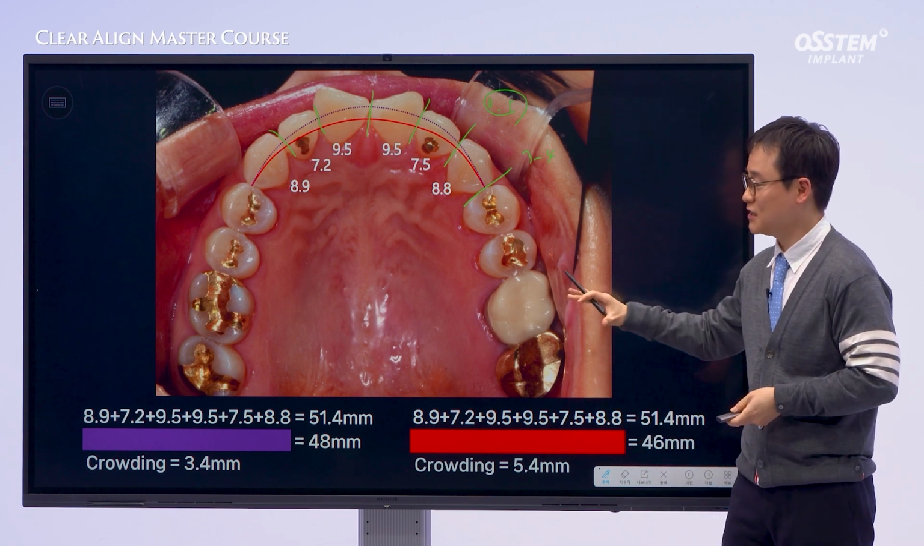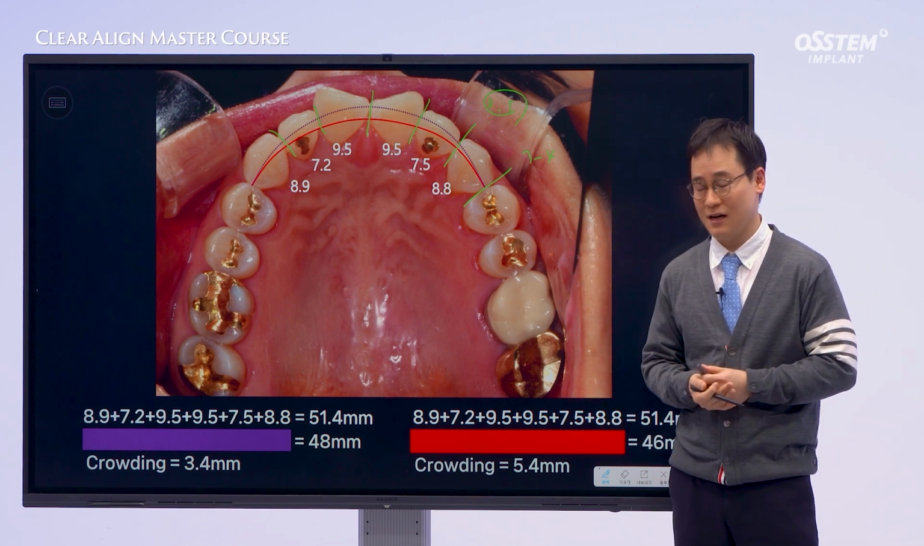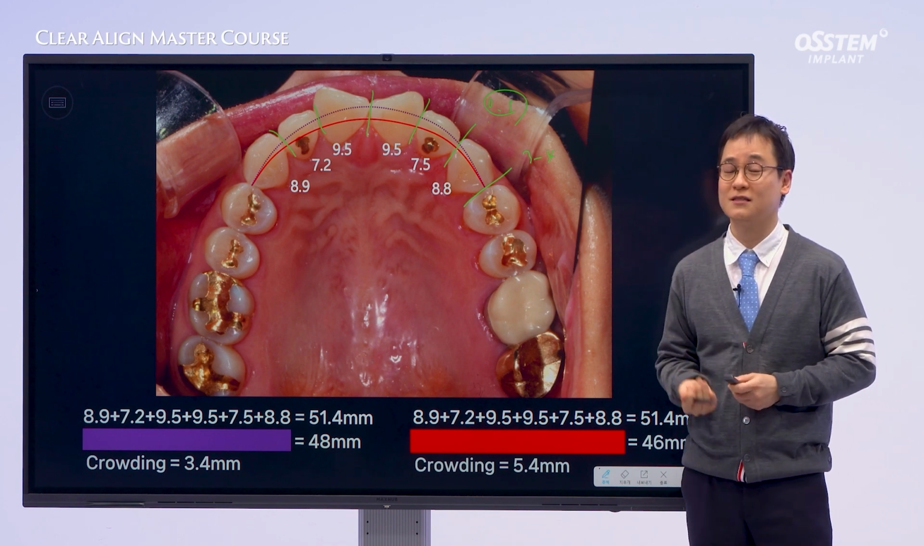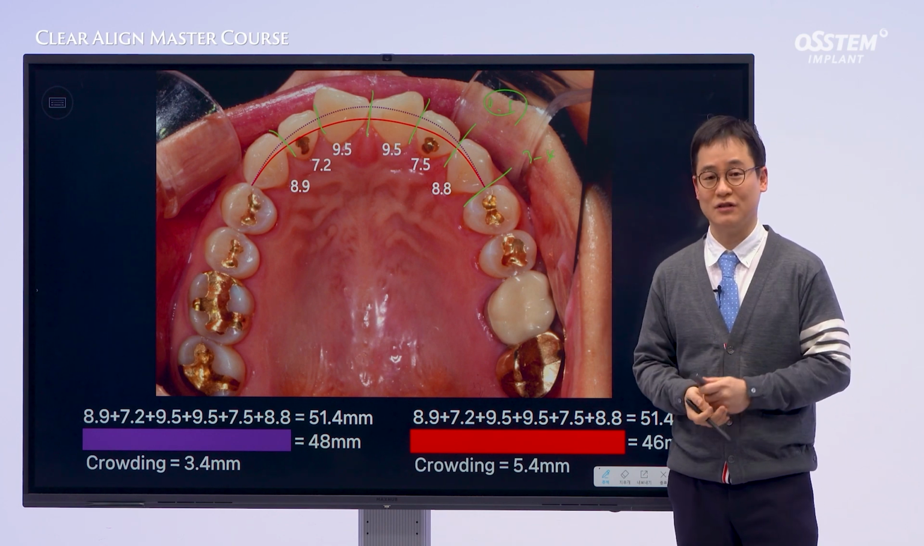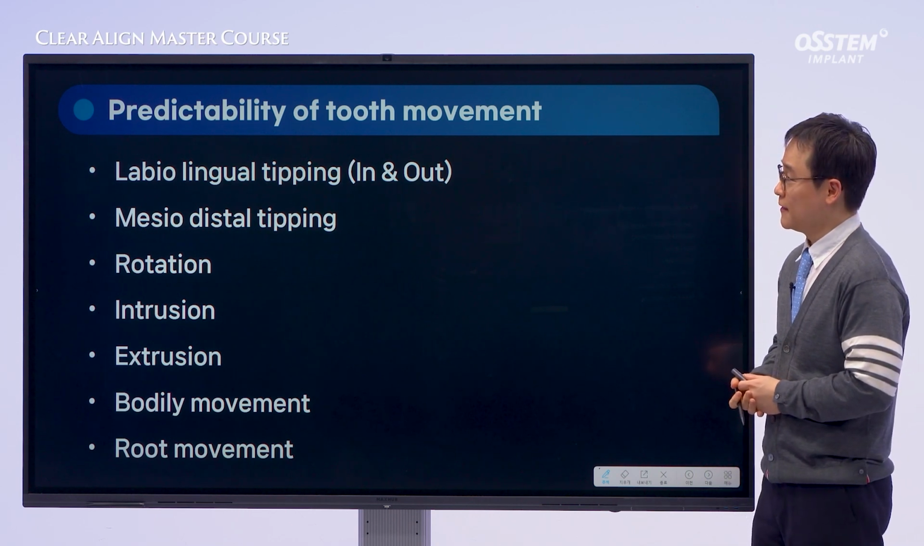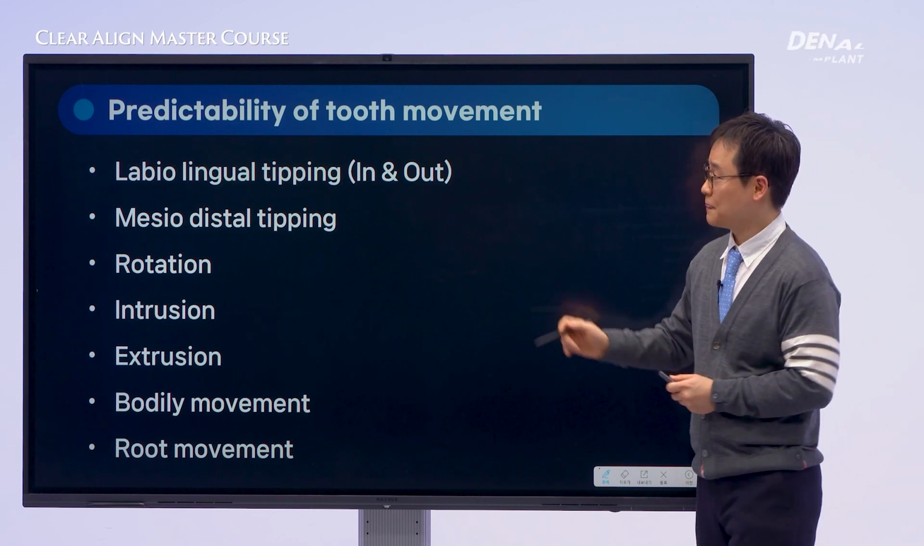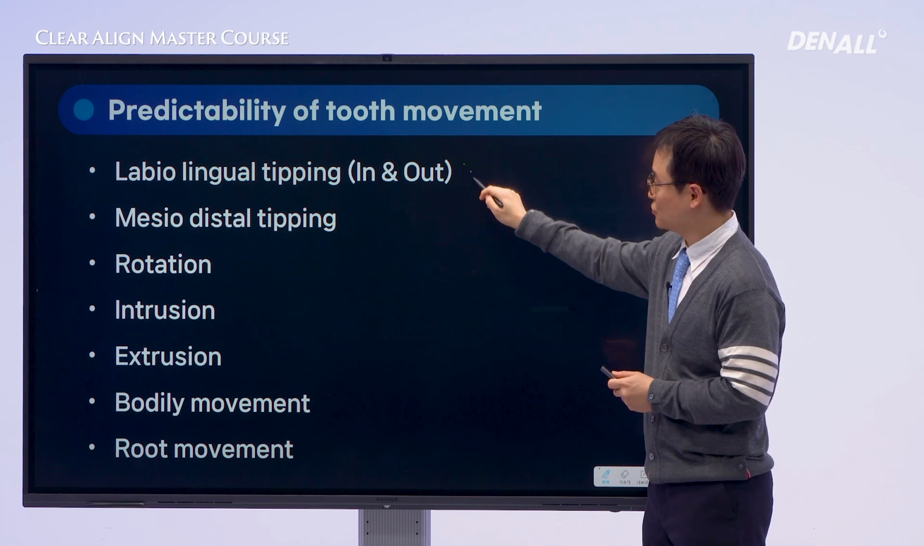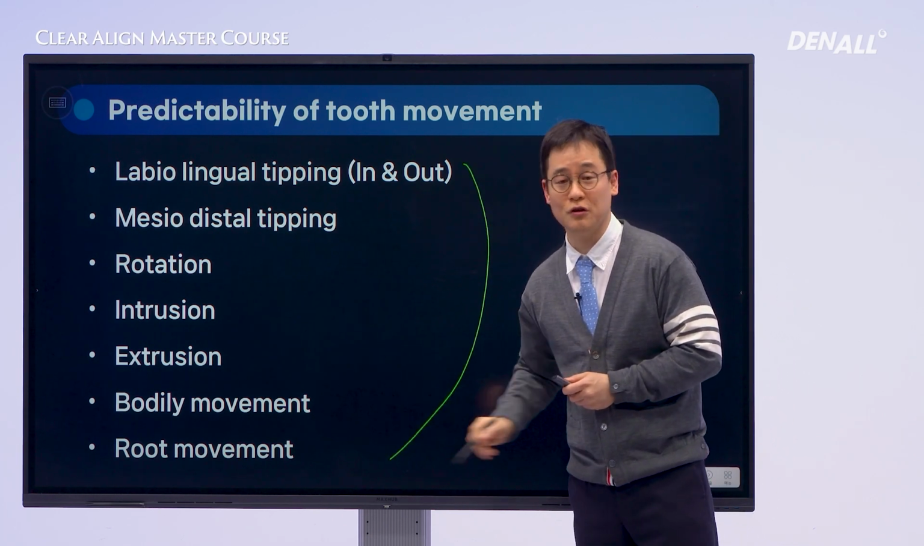So, in my view, the level of difficulty changes around that 4 mm mark. If the crowding is less than 4 mm, the case is more predictable. Now, the second thing we need to understand is the types of tooth movement we can expect to see in the mouth during orthodontic treatment.